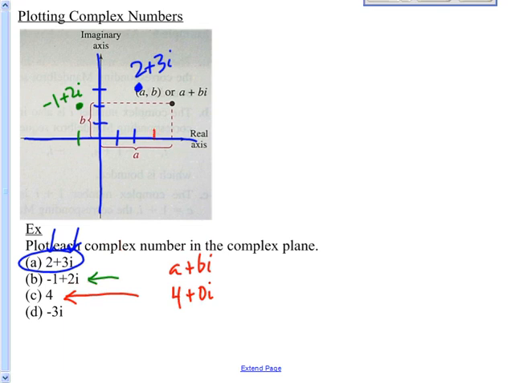1, 2, 3, 4. There is 4 plus 0i, or 4. What about the negative 3i part? How do you write that as a complex number? Well, 0 minus 3i, right? So go 0 in the horizontal direction, then go down 3. There is 0 minus 3i, or negative 3i.